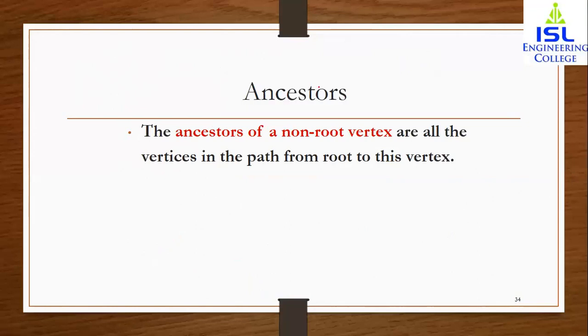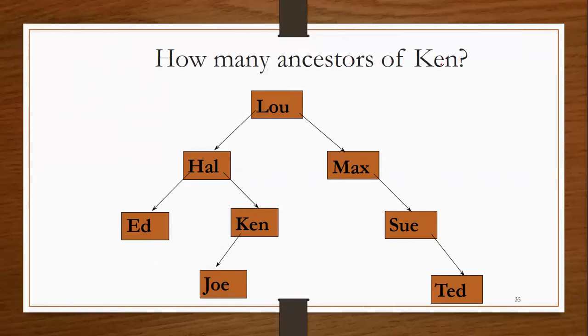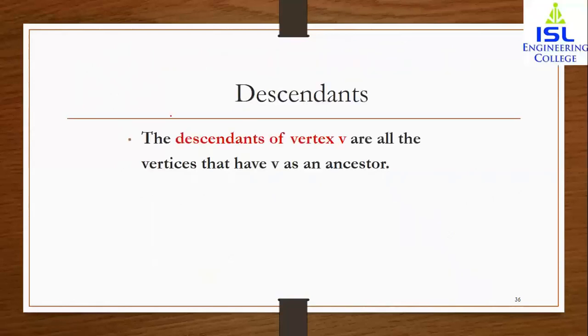After that, the ancestors of a non-root vertex. For a root we will not have ancestors, but if the vertex is not a root, then the ancestors are all the vertices in the path from root to this vertex. Now what does this mean? How many ancestors does Ken have? From the root to the vertex, however many nodes there are, those will be the ancestors. So Hal is an ancestor and Lou is an ancestor of Ken. So how many ancestors? The answer is 2.